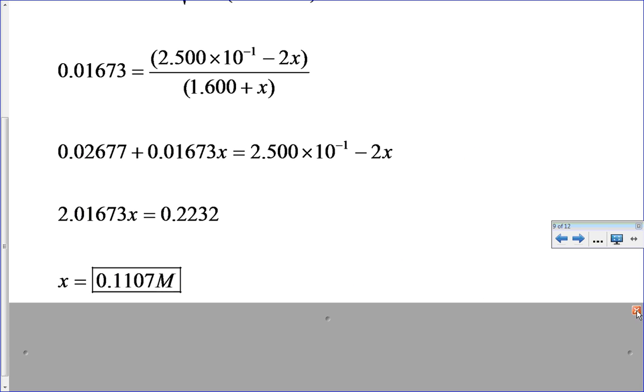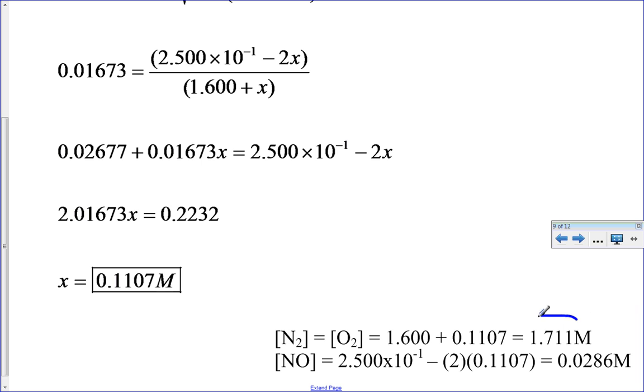And finally, our point is in actually getting the concentrations. So you have to take your answer and then plug it back in to find what those concentrations are. So you get your final point for finding the concentrations.